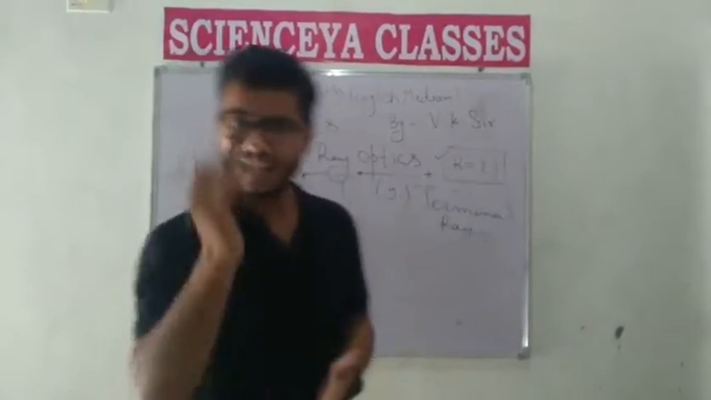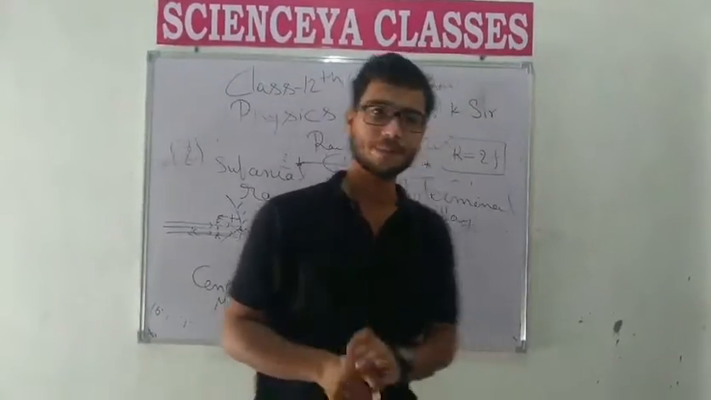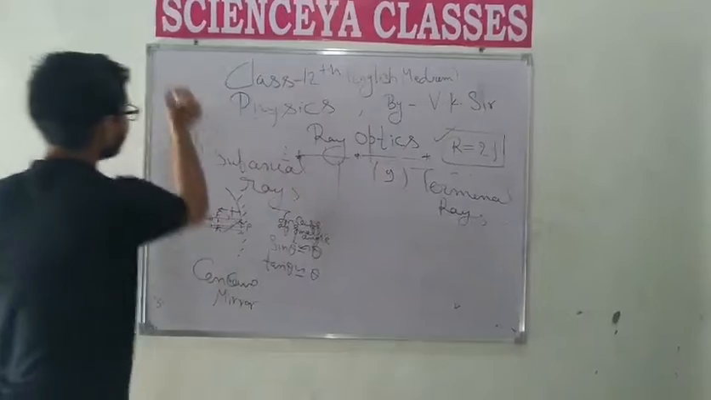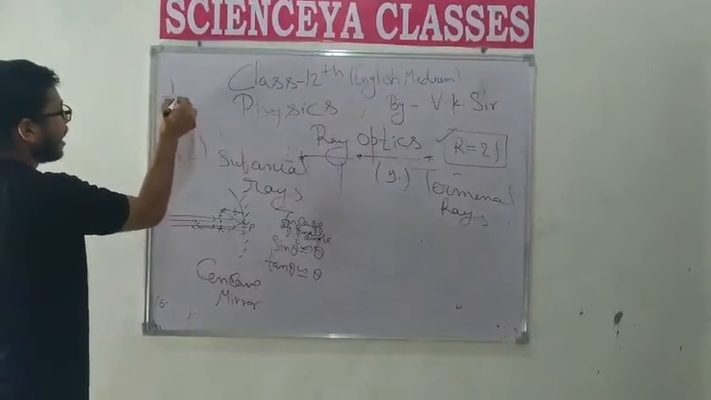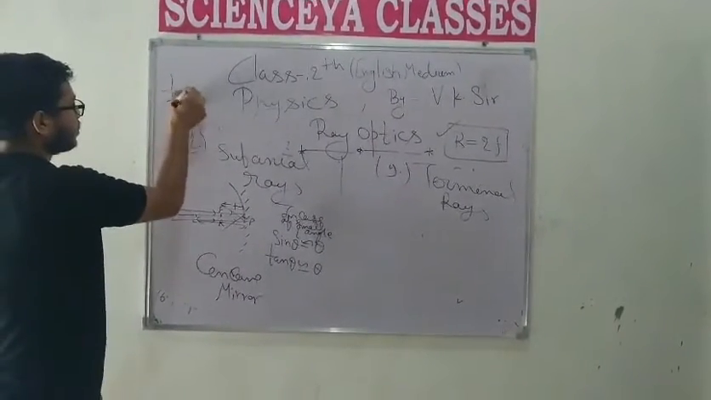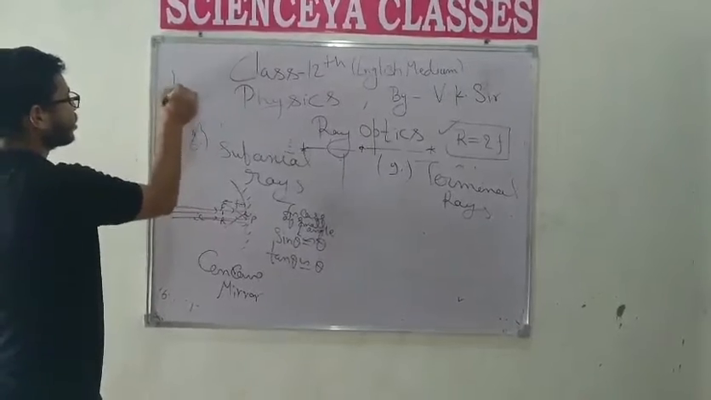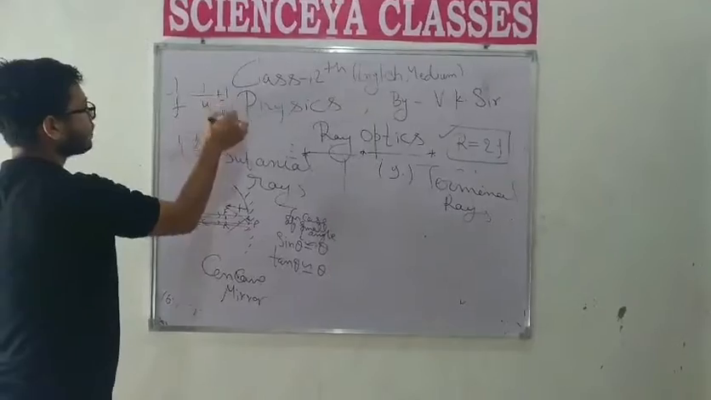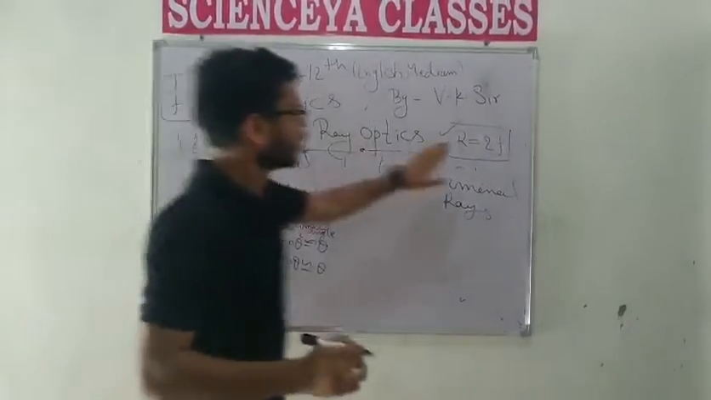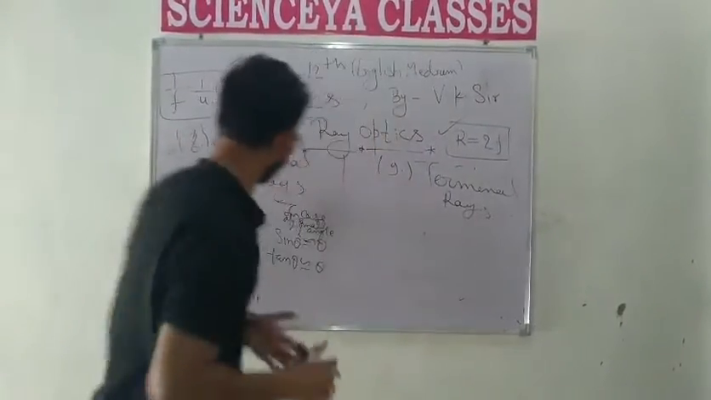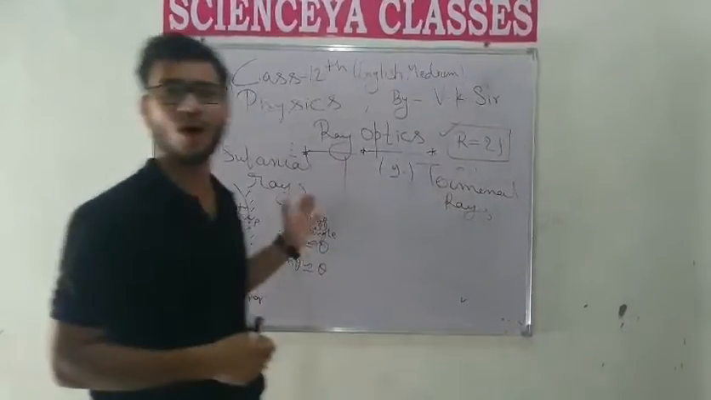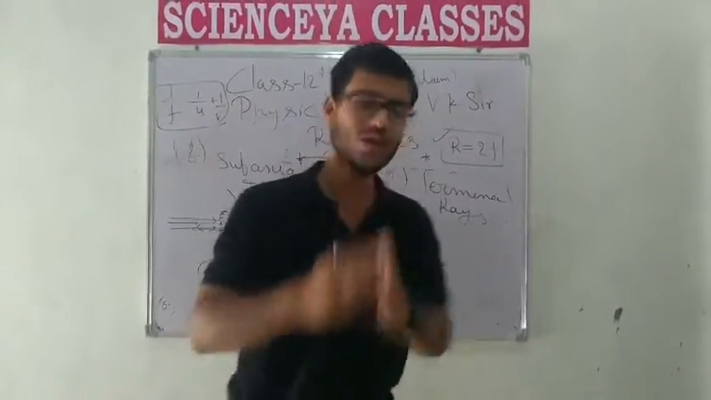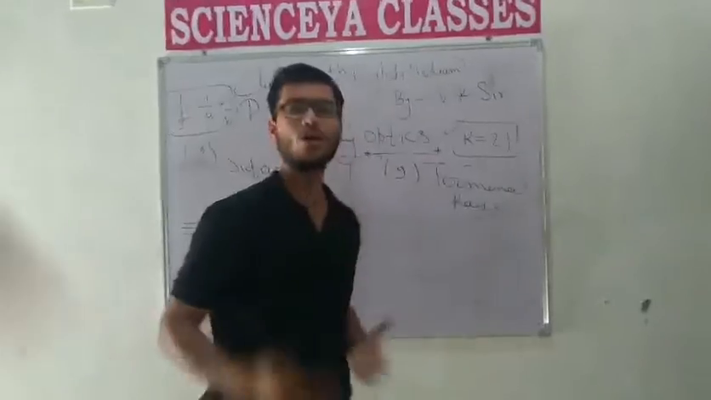Also in the derivation of the mirror formula, 1 by f equals 1 upon u plus 1 upon v. In both derivations, to determine this formula, we use this concept of subaxial rays. Okay, students. Now we are discussing terminal rays.